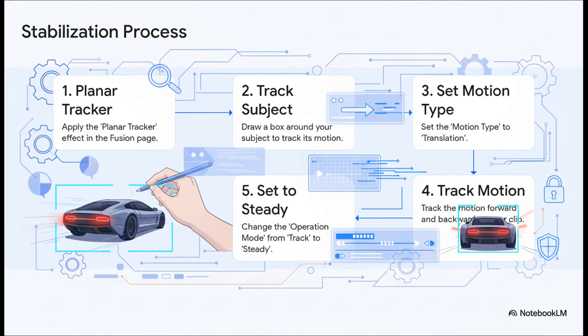So inside Resolve's Fusion page, the Planar Tracker is going to be your best friend for this. All you do is draw a box around your subject, let's say it's a car's taillight, you'll set the motion type to Translation, track it, and then just flip the operation mode over to Steady. That's it. Resolve does all the heavy lifting and basically locks your virtual camera right onto that spot.